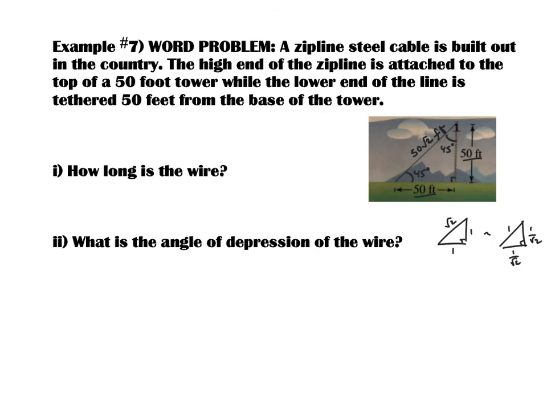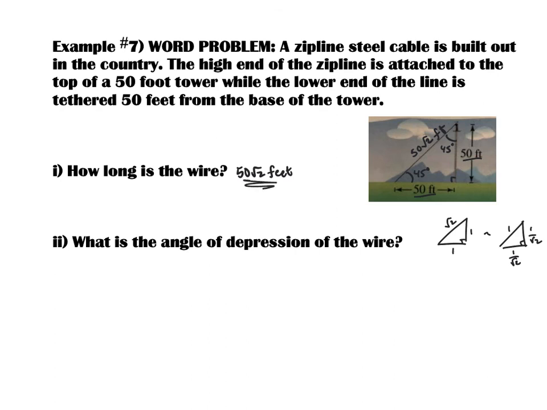A zipline steel cable is built out in the country. Look at that. The high end of the zip line is attached to the top of a 50-foot tower, while the lower end is tethered 50 feet from the base of the tower. How long is the wire? Hey, we did some math. We figured it out. It's 50 root 2 feet long. That's bigger than 50 feet. You can multiply 50 times root 2 and get that in an approximate form if you would like. This is an exact form.